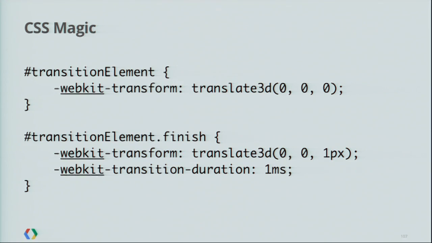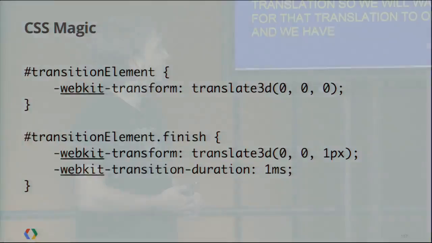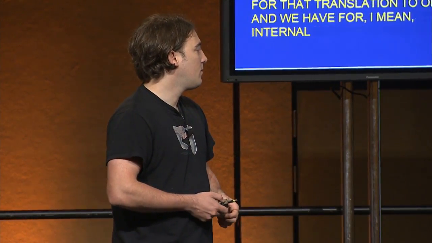And the CSS magic is here. You are going to create two CSS rules for an element. One is just to move that element to a composited layer, so we use that code path. The second is to say that if you are of the class finish, do a slightly different translate so that we will wait for that transition to happen. And for internal reasons, you have to give a duration of more than 0 milliseconds. On the HTML side, that's how it would look.